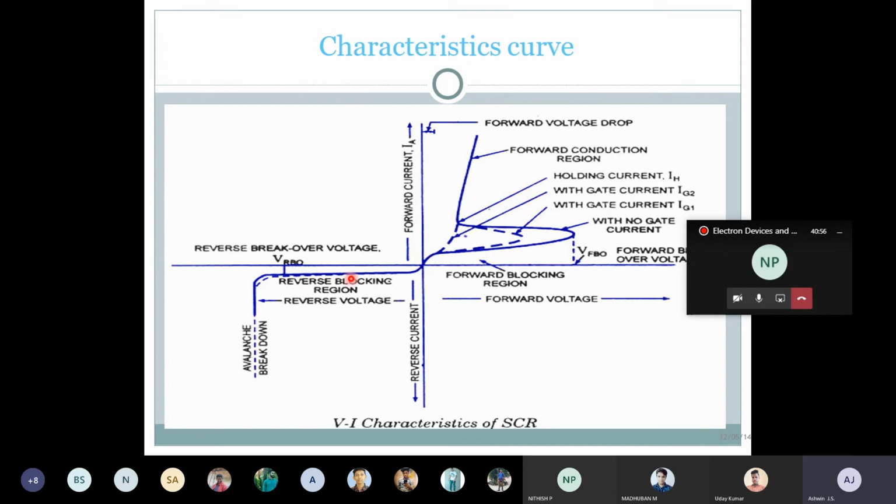And if you see the reverse blocking region, if I change the polarity, it won't conduct. Once the breakdown is occurring, in negative, if I'm giving more voltage that is equal to your breakdown voltage, the avalanche effect will occur, so that the conduction will occur. But mostly we prefer to work in the forward direction.